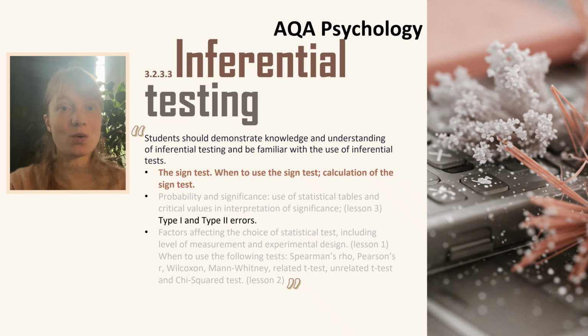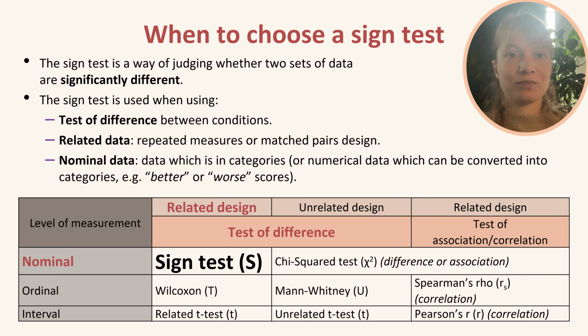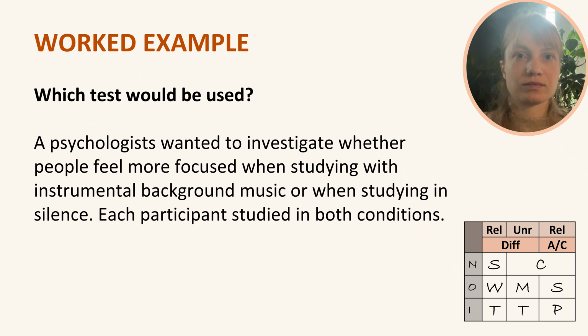Today's lesson is all about the sign test, when to use it, how to do it, and how to report the results. Hopefully, this table looks all too familiar from the previous lesson, and hopefully you remember that the sign test is used when a study looks for a difference, has a related design, and uses nominal data. Think of it as being used for simpler yes-no, increase-decrease kind of comparisons, great for smaller or simpler experiments.